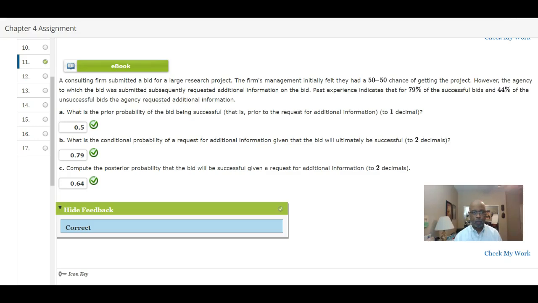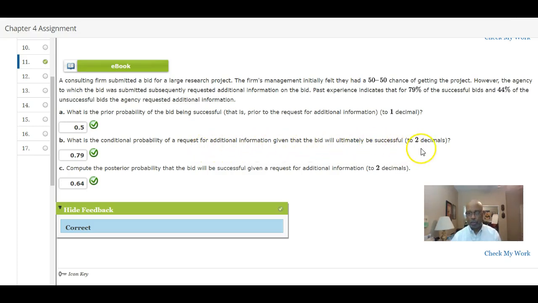problem. Now, I'm showing you the answers to each of the questions that they ask, but then we're going to look at how they came up with those answers. The first question is, what is the prior probability of the bid being successful? And they told you up front they felt they had a 50-50 chance, so the answer to that is simply 0.5.